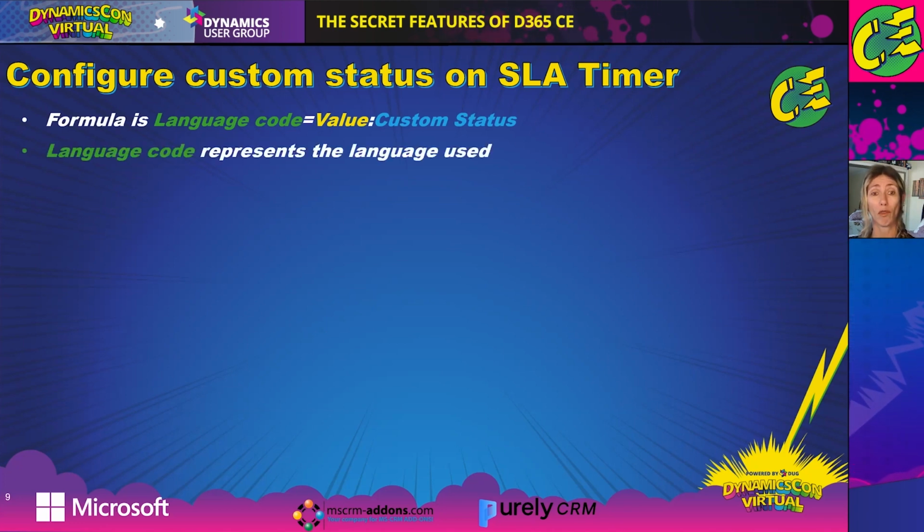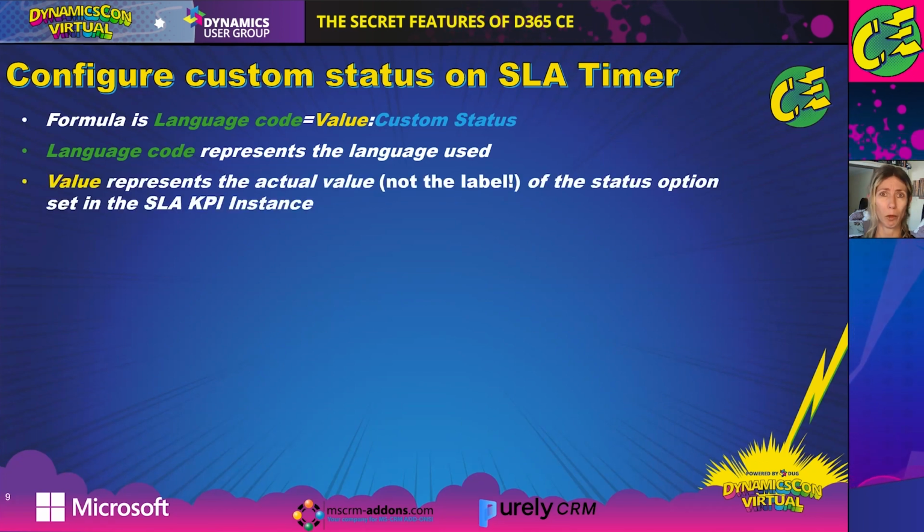Okay, well, first of all, language code, it actually represents the language that is used. And you can actually Google language codes as well and find the correct language code. I think for English, it's like 10 something. We'll see in a second. Then we have value, and the value portion, as you can see, represents the actual value, so not the label, right? The value of the status option set in the SLA KPI instance.